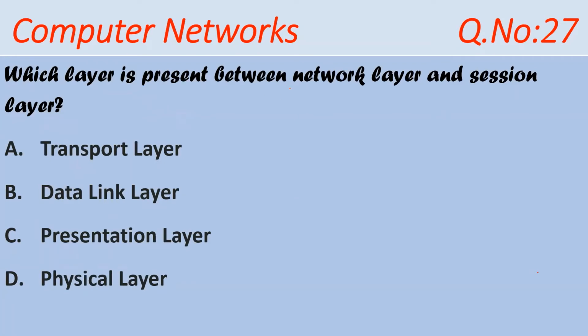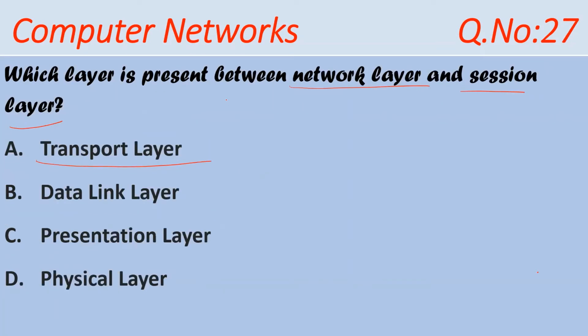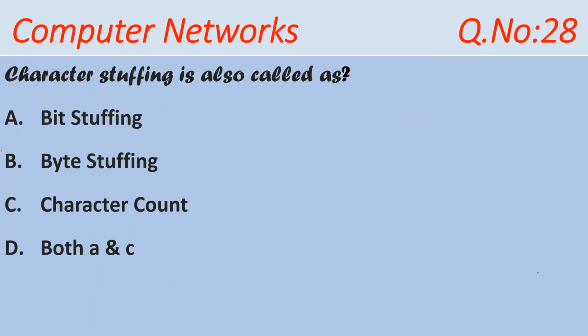Which layer is present between the network layer and the session layer? The layer is the transport layer. You can see that between the session and the network layer, you have the transport layer. So the layer in between the network layer and the session layer is the transport layer. Character stuffing is also called byte stuffing. So both are the same.